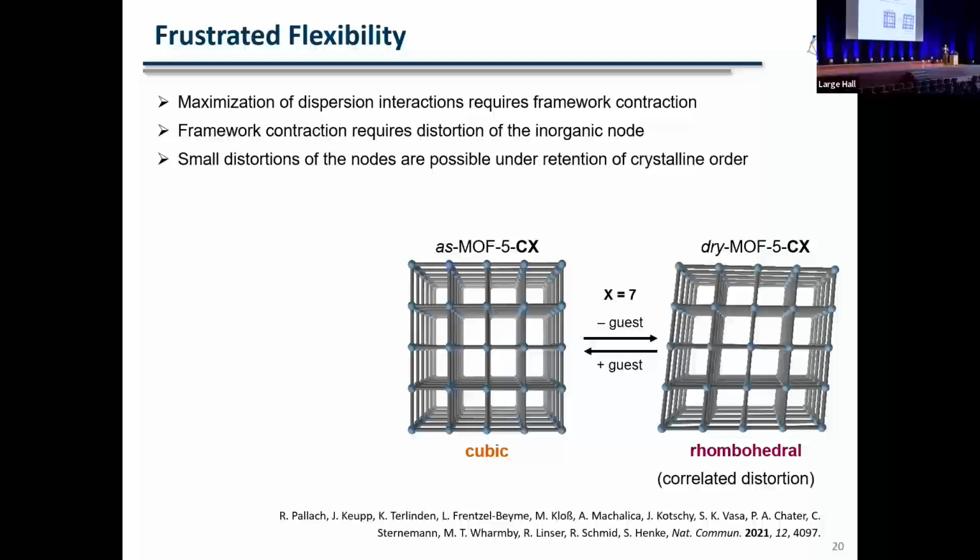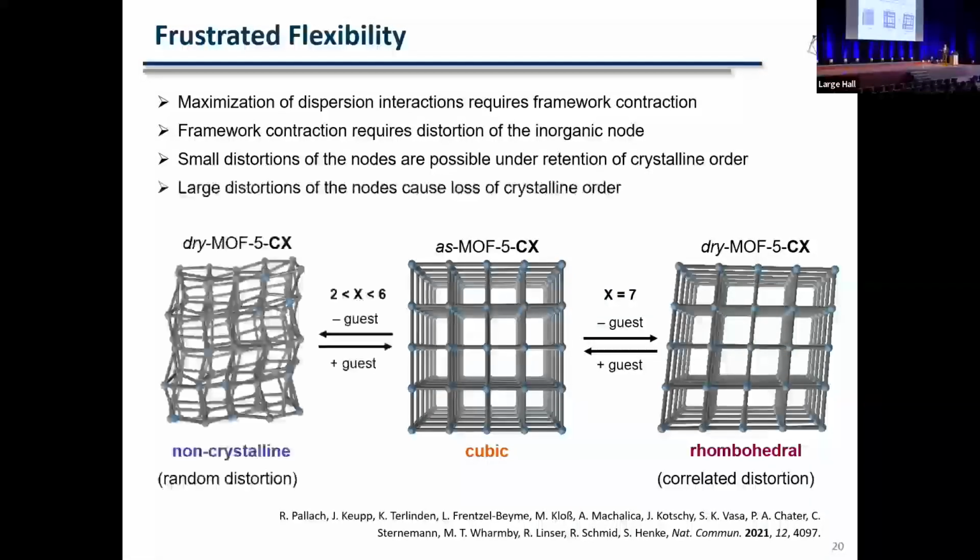When the chains are smaller, we need to contract further in order to get the dispersion interactions between the smaller side chains going. And that requires the structure to become non-crystalline, because it cannot contract by a strong extent while keeping at the same time the crystalline order. And then we go into these non-crystalline states, where we have a random distortion of the clusters and interactions of the side chains, and a densification.